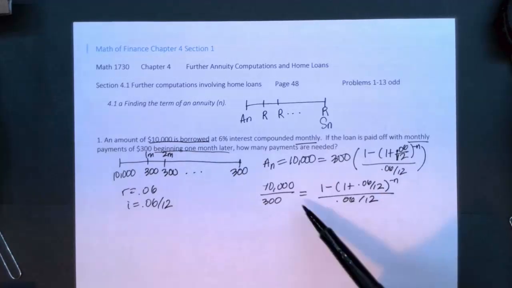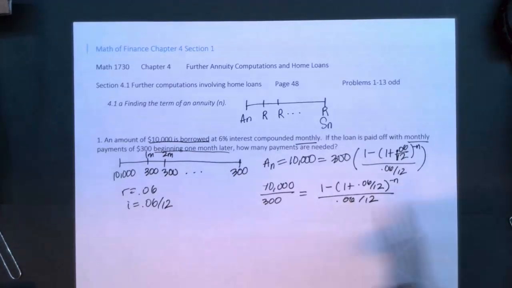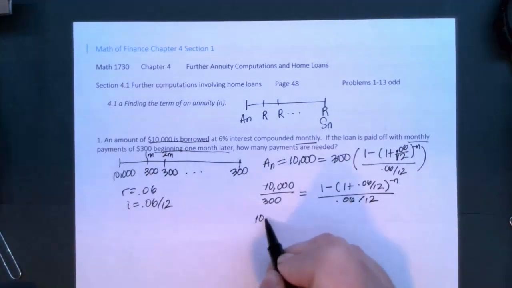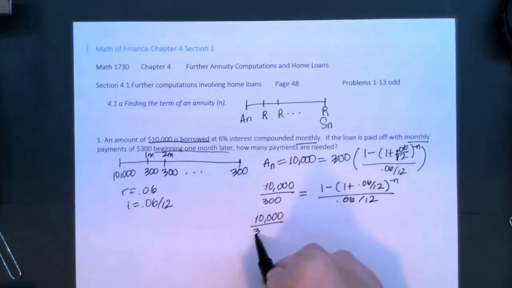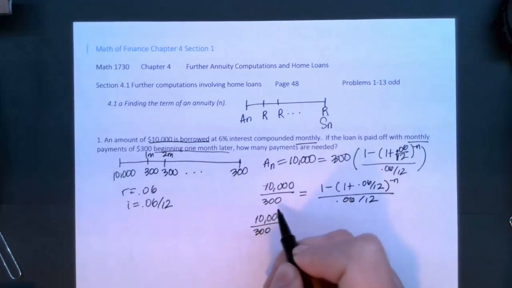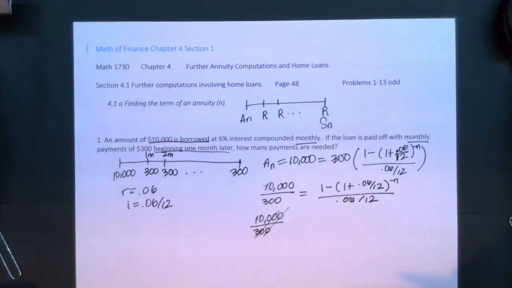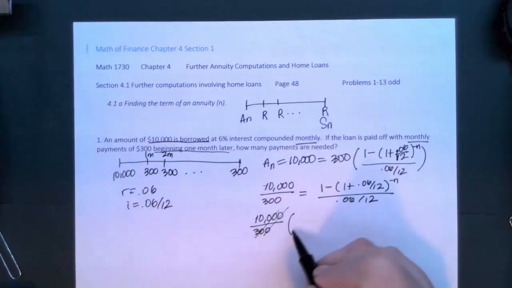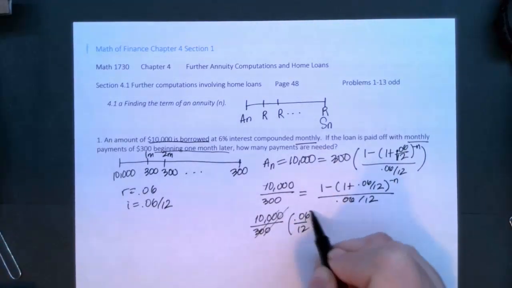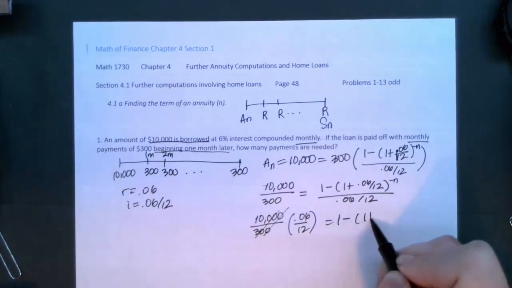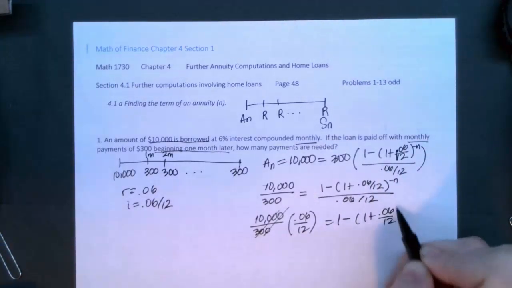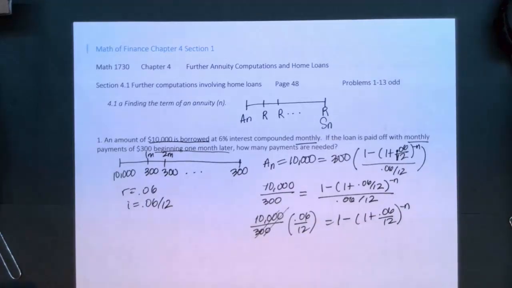So now we're going to multiply this over because we have to get rid of the fraction first. So we have 10,000 over 300. And again, if you wanted to cross off some of these zeros, you totally could. You'd cross off this one and this one, say. So you could write it as 100 over 3 to make it a little easier. Again, it's totally up to you. I'm more concerned if you know what's happening and you know how to solve it. Okay, so then we're just left on the other side with that numerator.